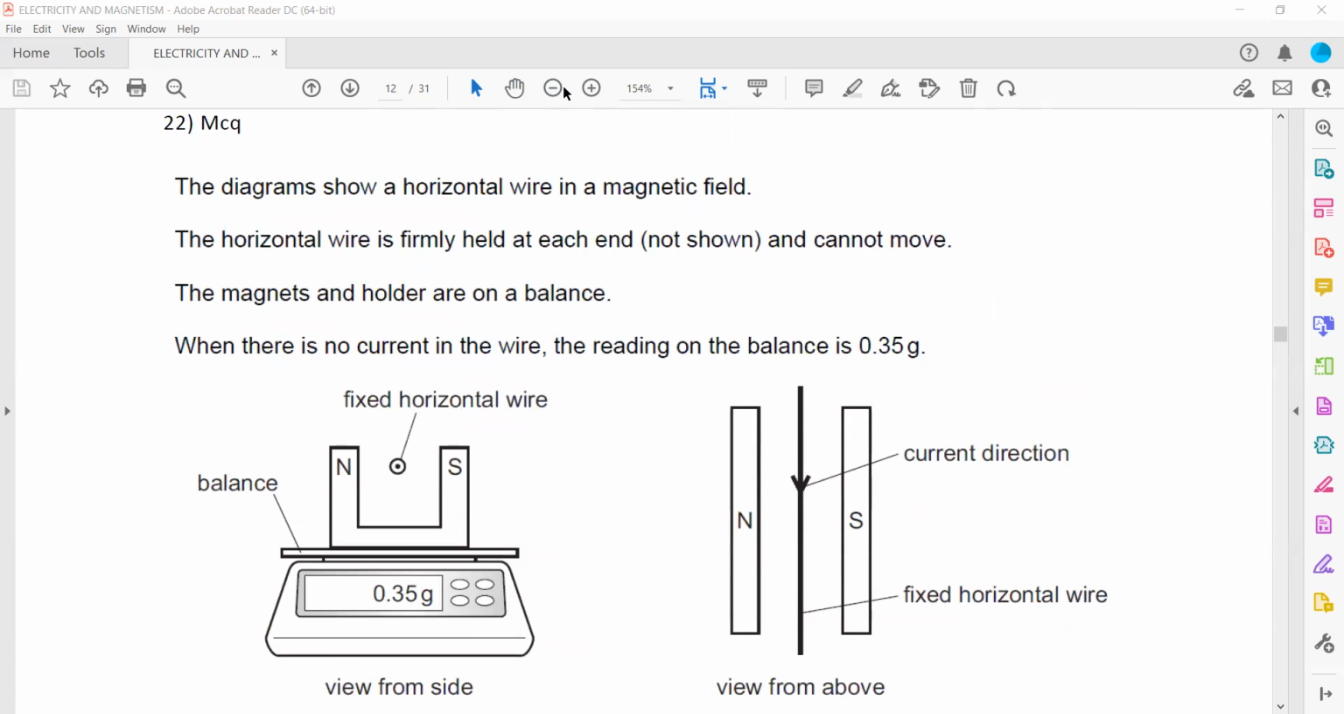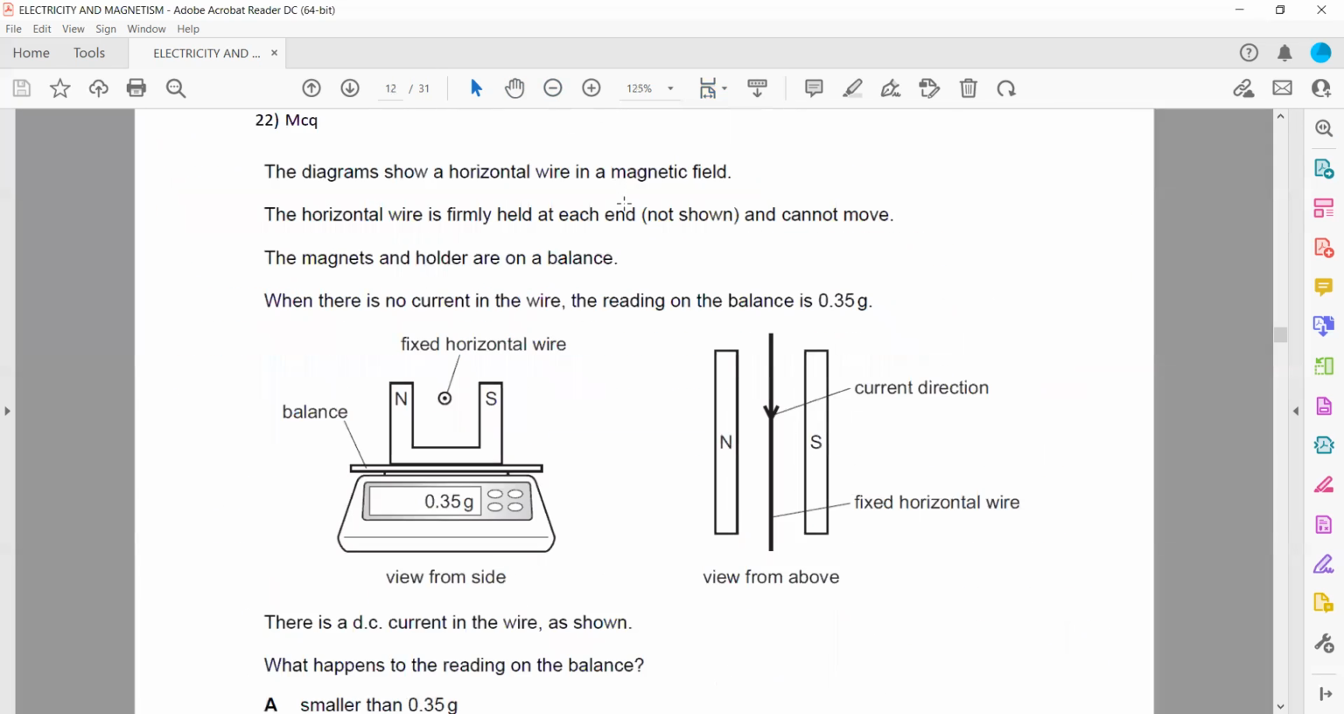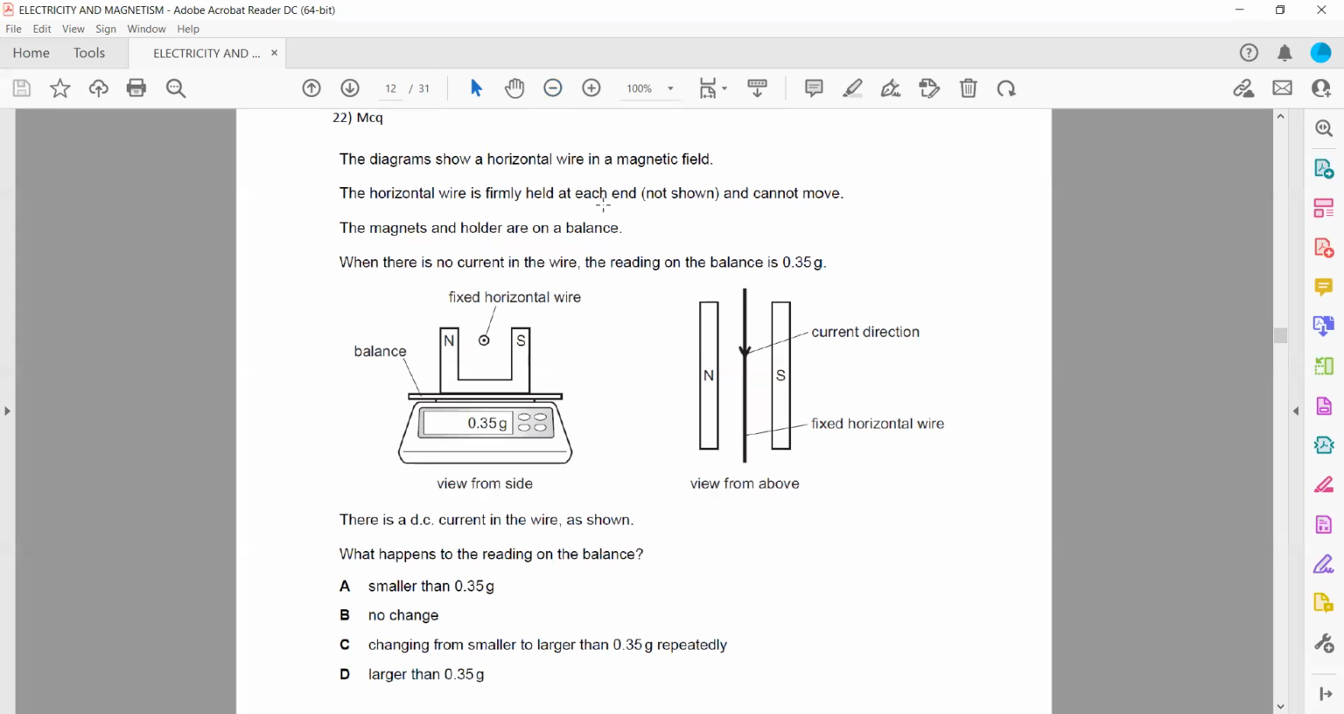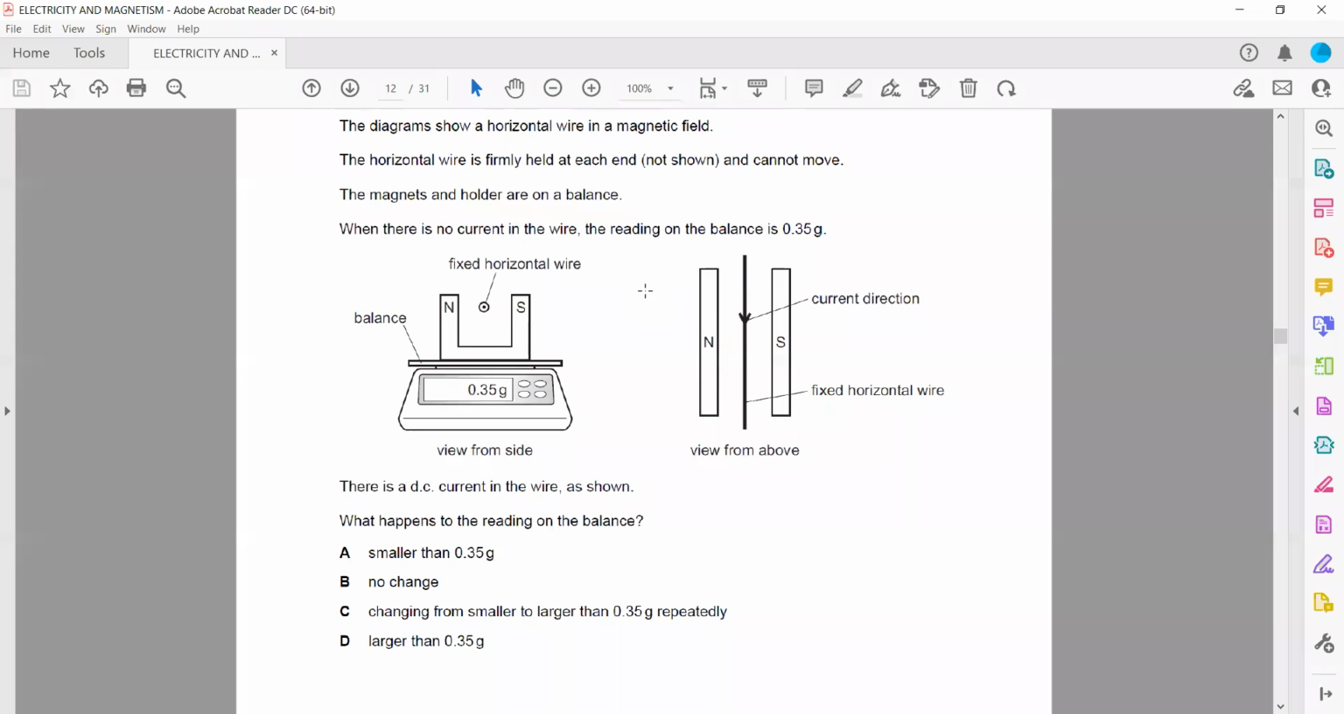The diagram shows a horizontal wire in a magnetic field. The horizontal wire is firmly held at each end, not shown, and cannot be moved. The magnets and the holder are on the balance. When there is no current, the reading on the balance is 0.35 gram. When there is a DC current, or a direct current, what happens to the reading on the balance?